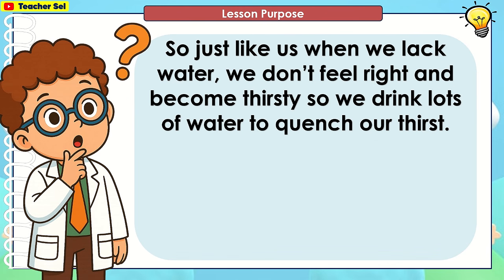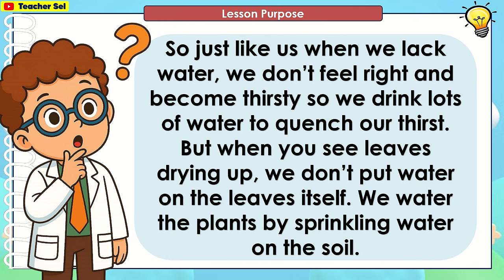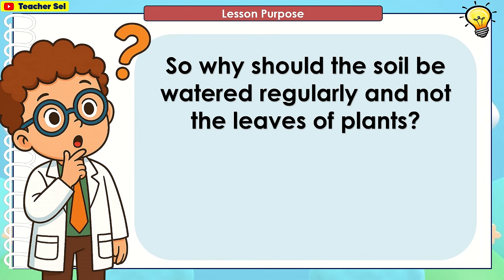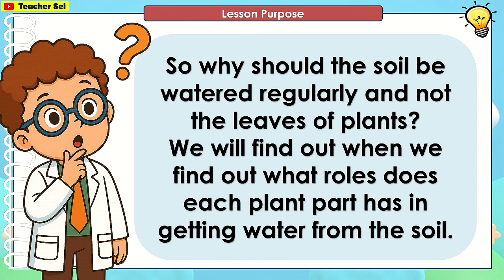So just like us, when we lack water, we don't feel right and become thirsty, so we drink lots of water to quench our thirst. But when you see leaves drying up, we don't put water on the leaves itself. We water the plants by sprinkling water on the soil. So why should the soil be watered regularly and not the leaves of plants? We will find out when we find out what roles each plant part has in getting water from the soil.